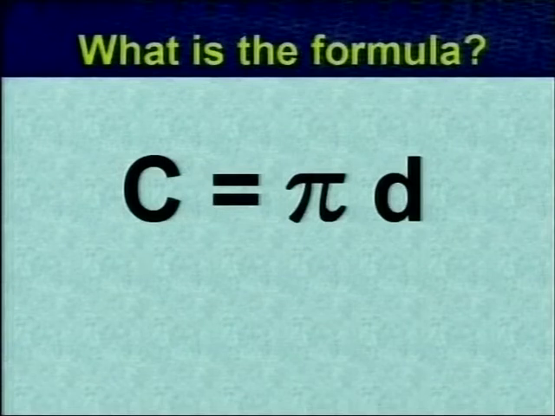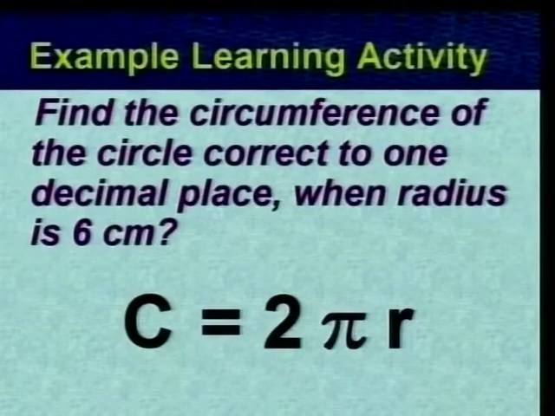Now, receiving students and ATs, I have another example. This time, the example is: find the circumference of the circle correct to 1 decimal place when the radius is 6 centimeters. In our previous example, we were given the diameter. Now the radius is given. Can you find the circumference of a circle when the radius is given?